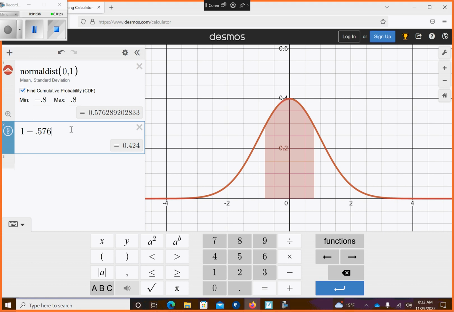Does that make sense? One more time. Do you remember a term that was saying find? So this is the area that's in between. The entire area is 1 or 100%. So if you go 1 minus 0.576, that's going to give the area here and here, which is 0.424.